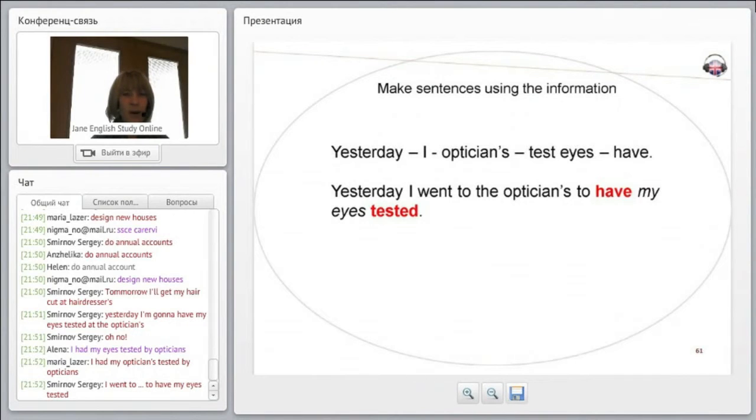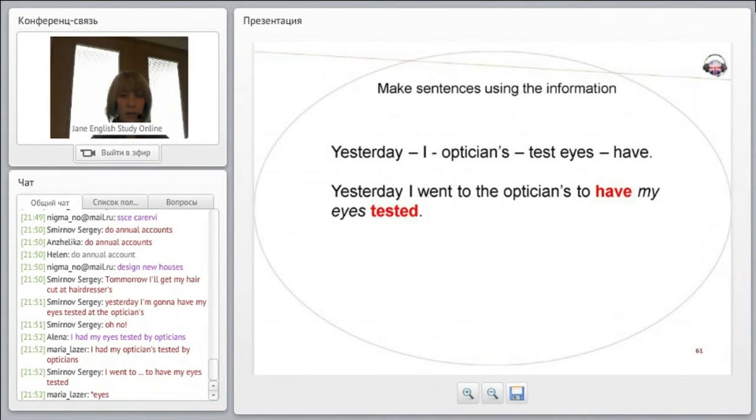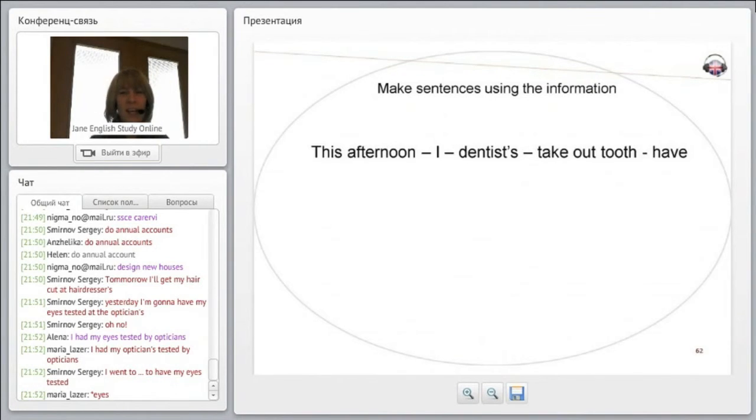Okay, so the first part, yes. But Alona, you said I had my eyes tested by the optician. That's okay. It's correct. I had my eyes tested. Good. Okay, so let's try this structure here to see if it's just a different approach. Yesterday I went to the optician's to have my eyes tested. So in the next one, this afternoon I, and then use the verb go.